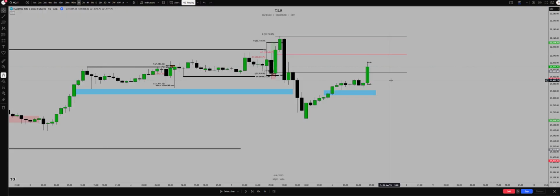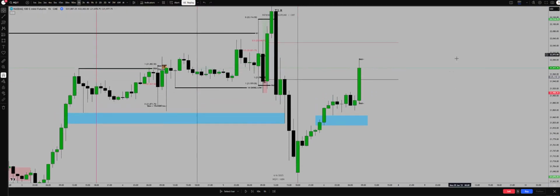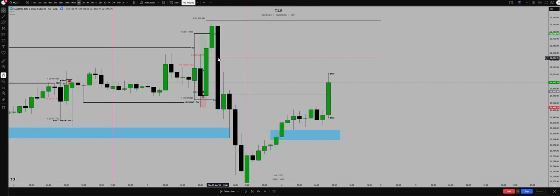All right, let's go down to the hourly time frame. What do you notice? The hourly gap overlaps with the 0.5 of the actual rejection block. We'll go ahead, draw the hourly fair value gap here just to have.